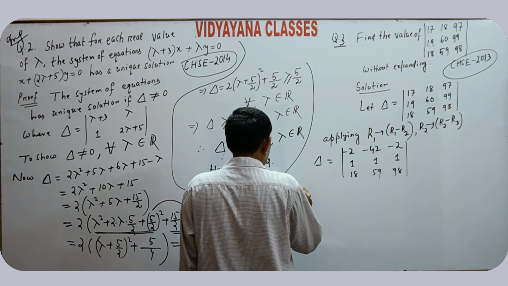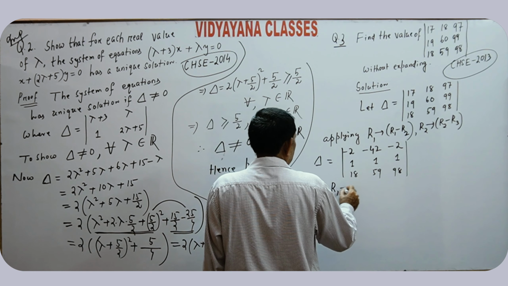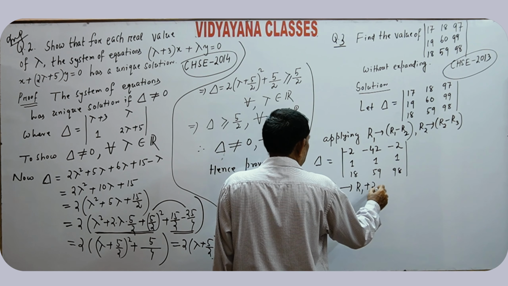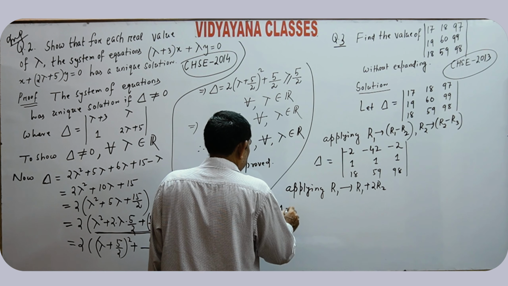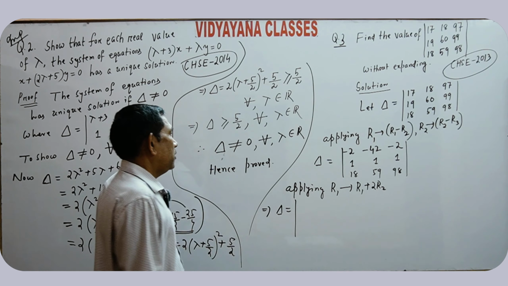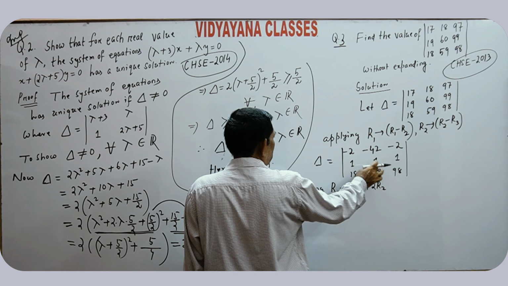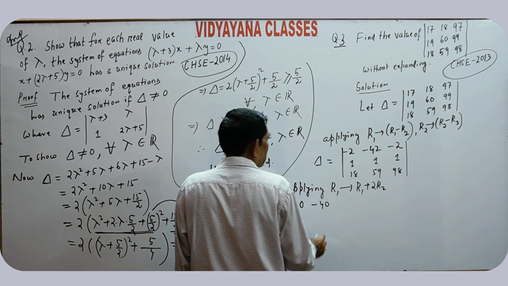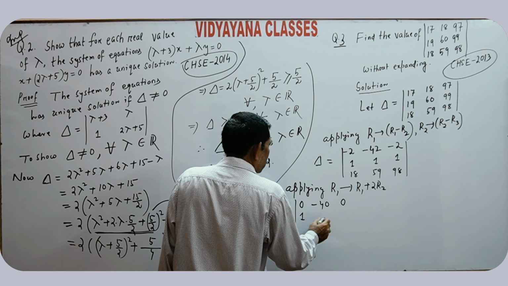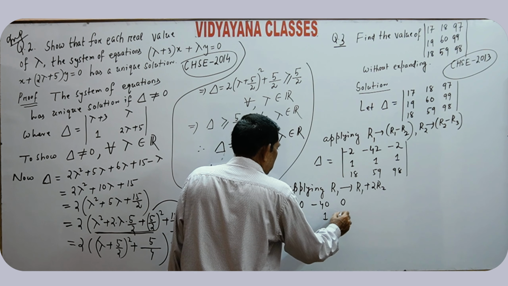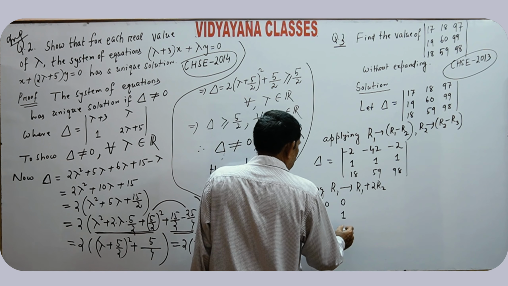Apply row 1 replaced by row 1 plus 2 times of row 2 implies del is equal to minus 2 plus 2 that is 0, minus 42 plus 2 that is minus 40, minus 2 plus 2 that is 0, 1, 1, 1, 18, 59, 98.